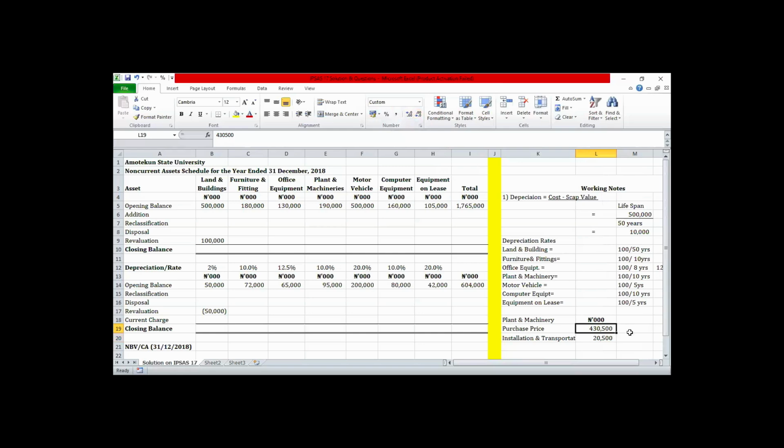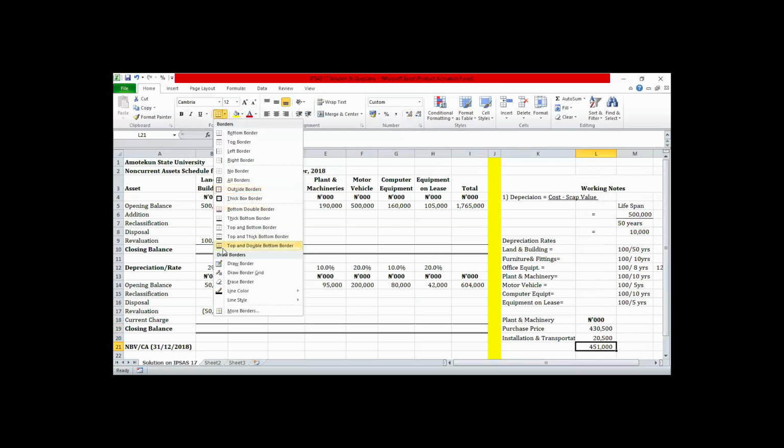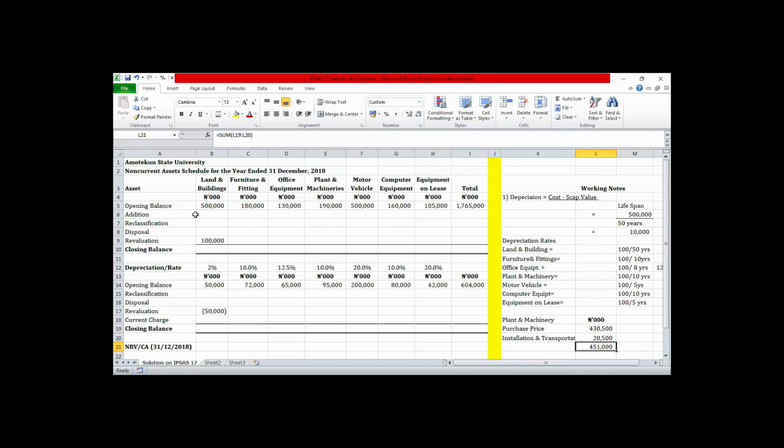When we add it together, what do we have? 451,000. That is what we are now going to recognize as purchases here. That is addition. What we have purchased under plant and equipment. We put it there. That's the new asset we have purchased. What's the next one?